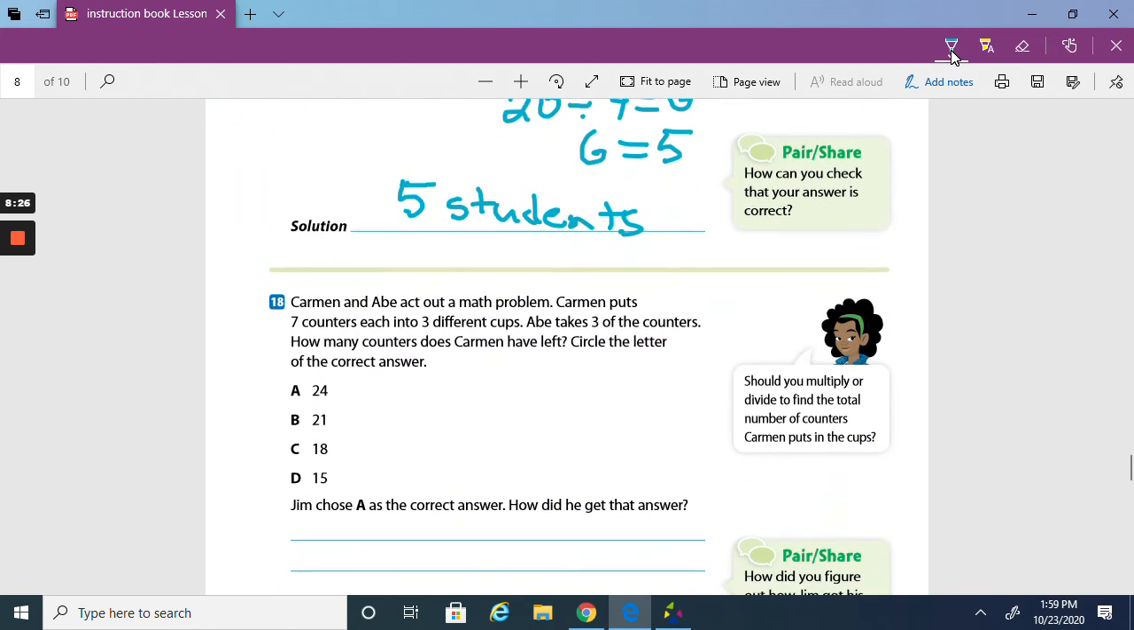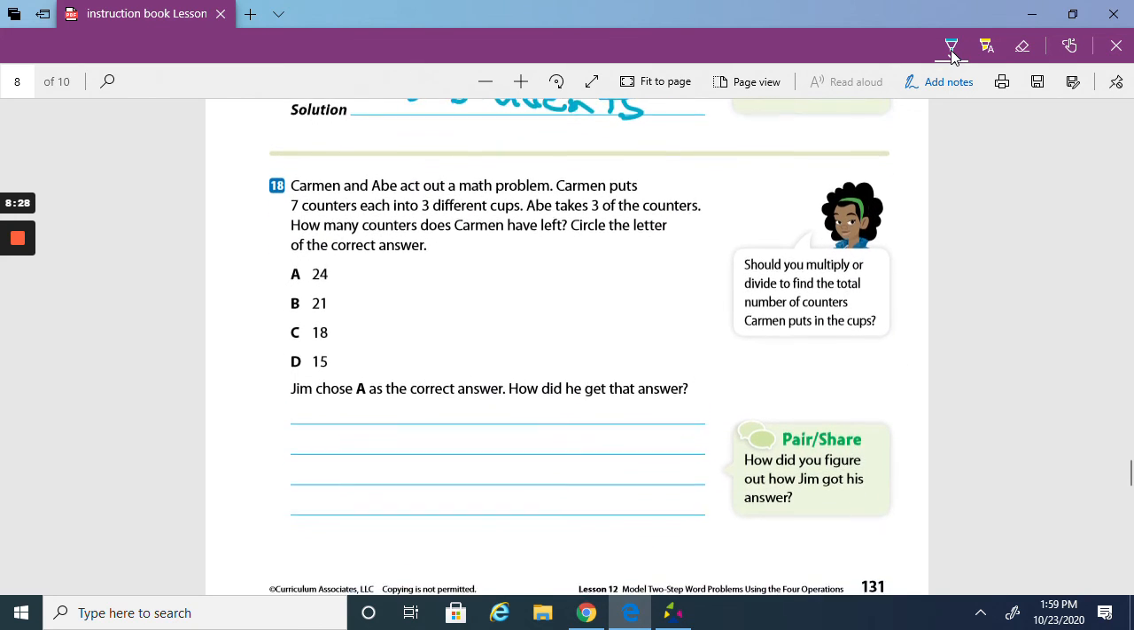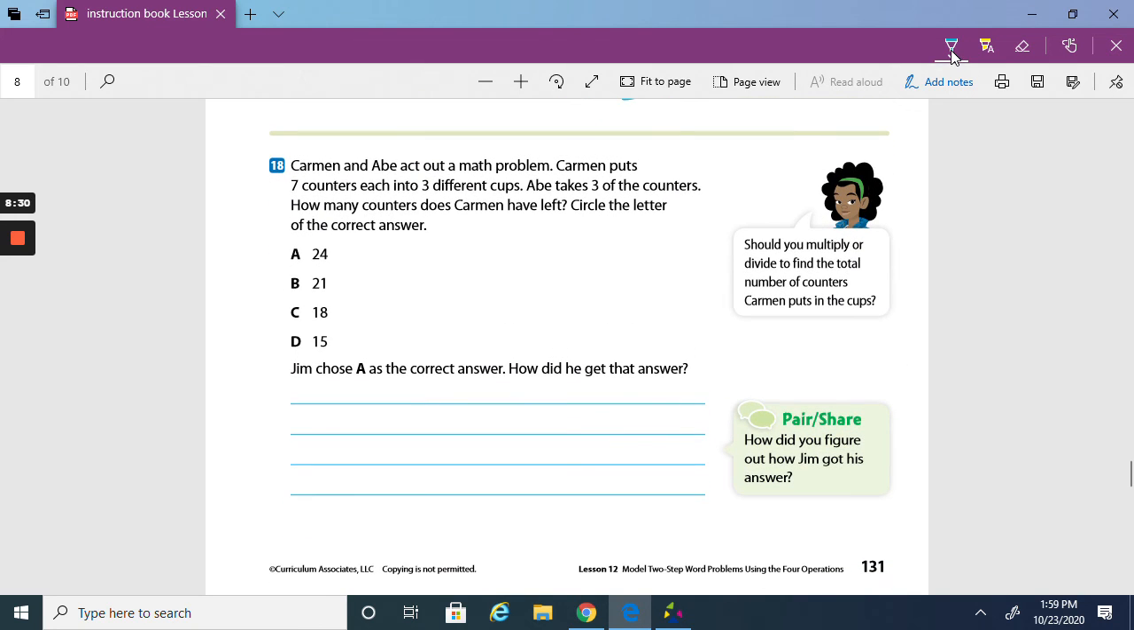Now let's look at number 18. Number 18 says that Carmen and Abe act out a math problem. Remember, that's good. They're using a visual. Carmen puts 7 counters into 3 different cups. Abe takes 3 of the counters. How many counters does Carmen have left? Circle the letter of the correct answer.